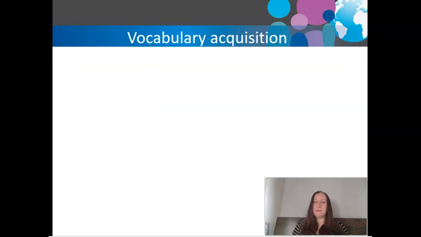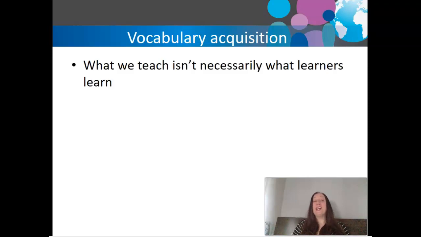Here are some more assumptions about vocabulary learning. So what we teach is not necessarily what students learn. We might go into a class planning a lesson on the present perfect, or a reading comprehension, or some other form of writing lesson or whatever. And what the students come out with is 5 new words that they didn't know before, or some collocations or phrases that they didn't know before. This is certainly very true in my experience.